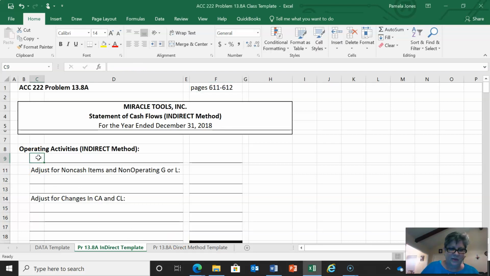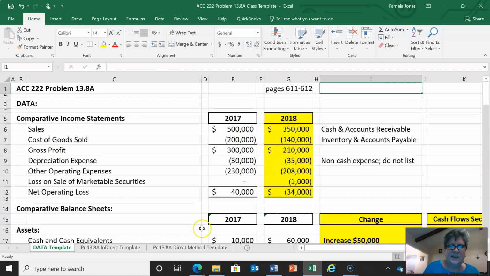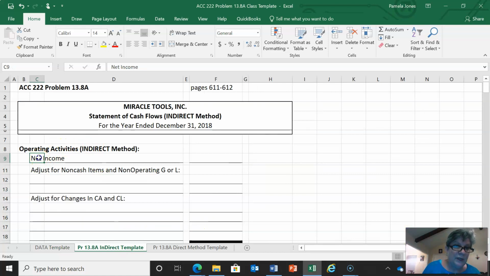All right, the indirect method starts with net income because we are reconciling net income to cash flows from operations. So going back to our data sheet, we see that net income for this particular year was actually a net operating loss. So I need to change my label over here, instead of net income, to be in parentheses net loss, because a negative is a loss. So that was $34,000 net loss in the current year. And then we've got two types of adjustments.